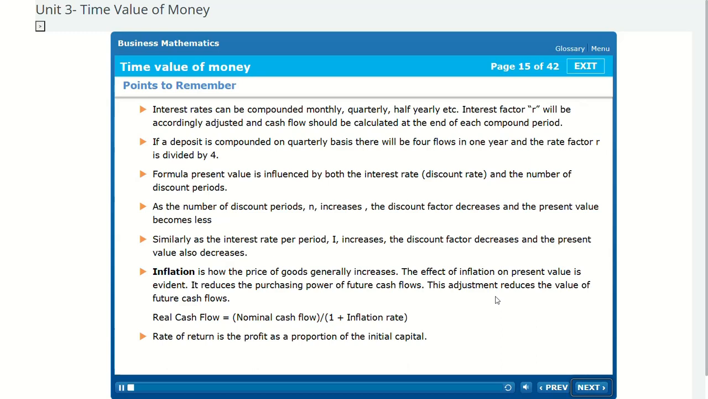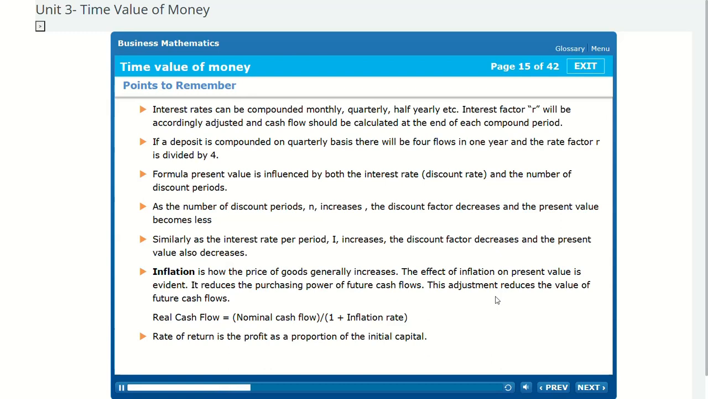Points to remember. Interest rates can be compounded monthly, quarterly, half-yearly, etc. Interest factor R will be accordingly adjusted, and cash flow should be calculated at the end of each compound period. If a deposit is compounded on quarterly basis, there will be 4 flows in 1 year and the rate factor R is divided by 4.